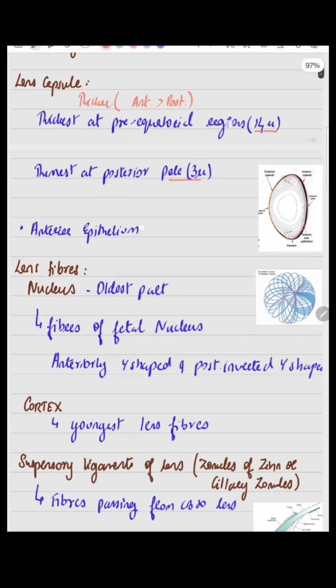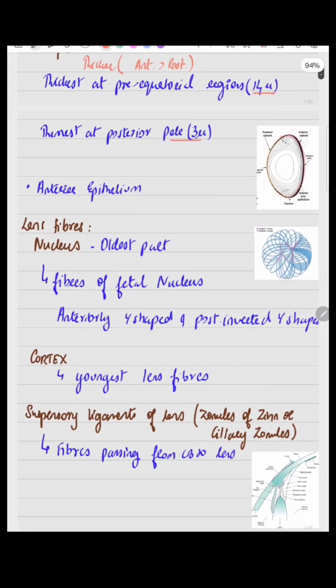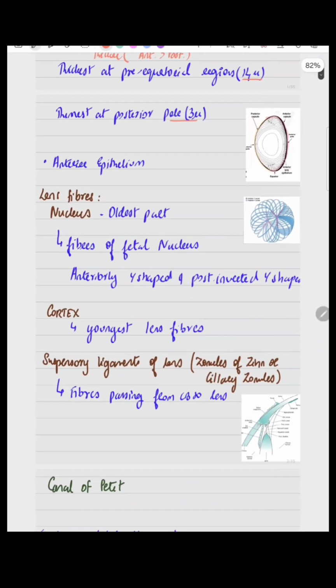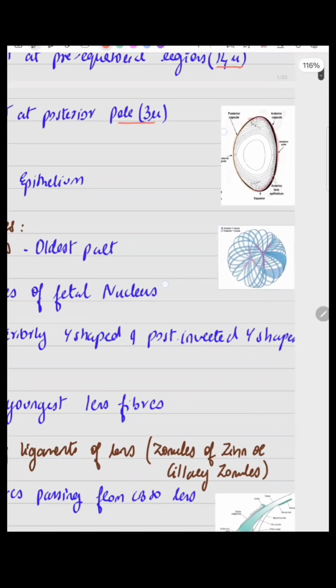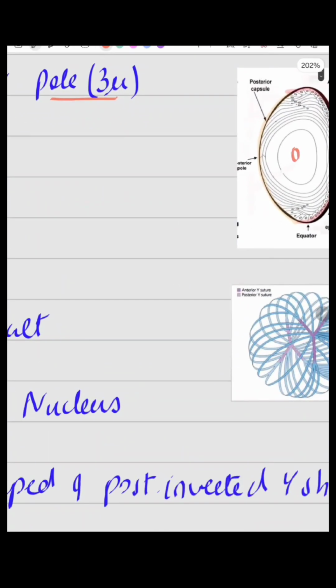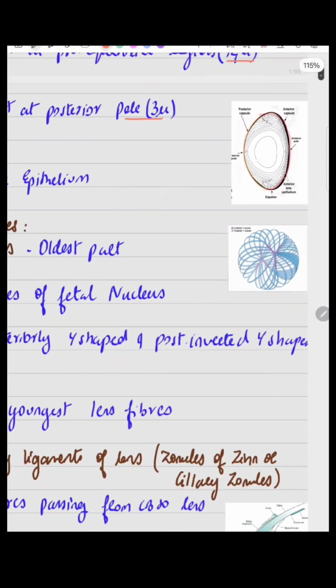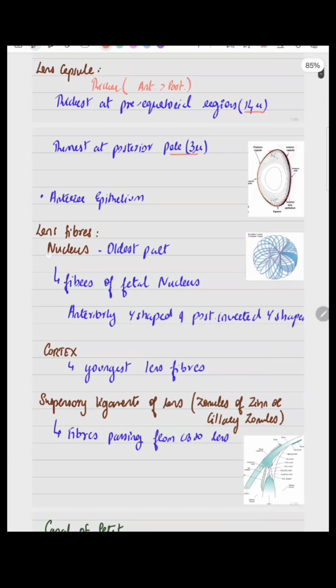Next, the anterior epithelium, then the lens is made up of lens fibers. The nucleus, the central part, contains the oldest lens fibers.